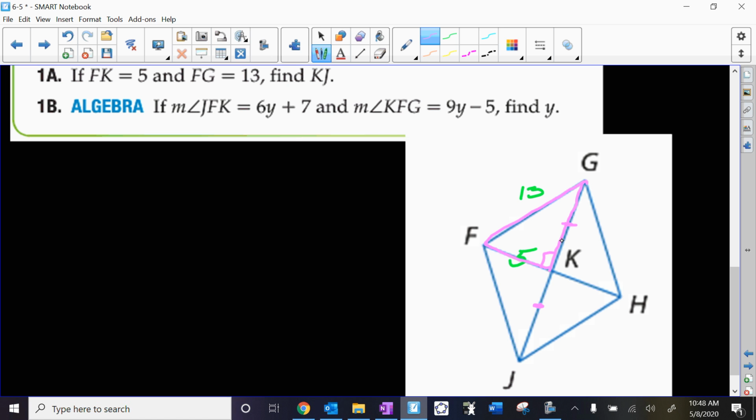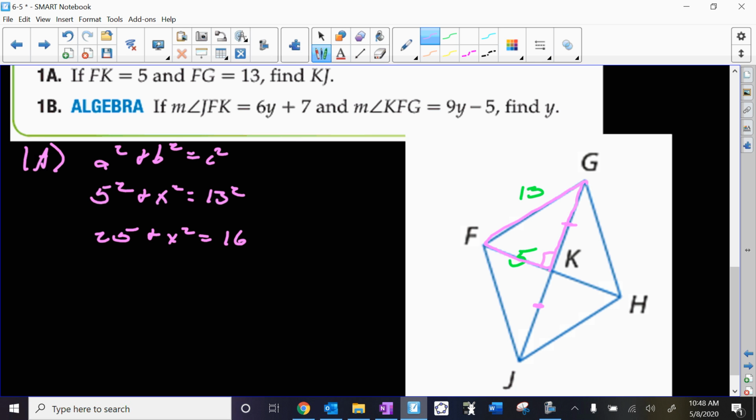To find the third side of a right triangle, you would use the Pythagorean theorem. So in this case, a squared plus b squared equals c squared. Your c is 13. So I'll go 5 squared plus, you can call it anything you want, x squared equals 13 squared. 25 plus x squared equals 169. X, or KJ, would come out to a length of 12 when you're done.